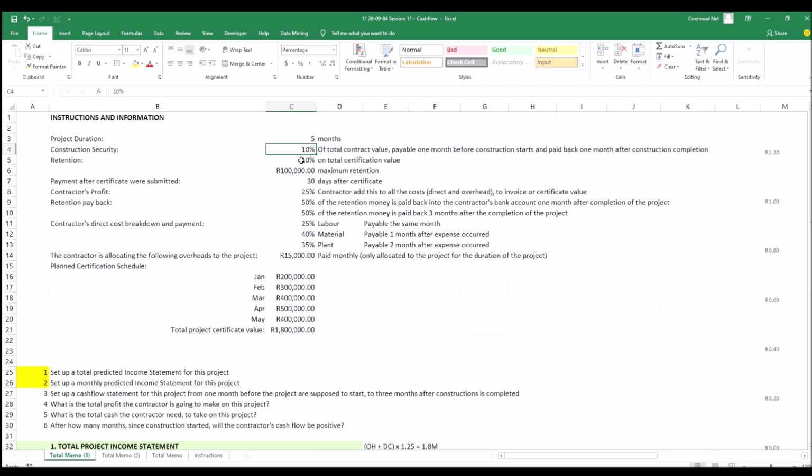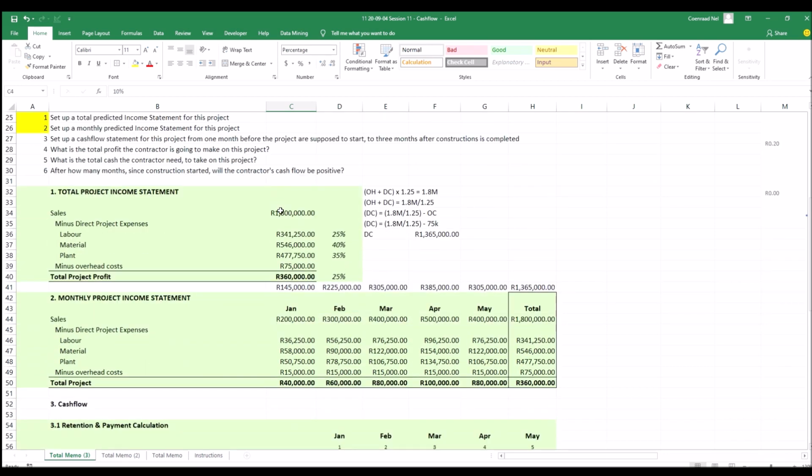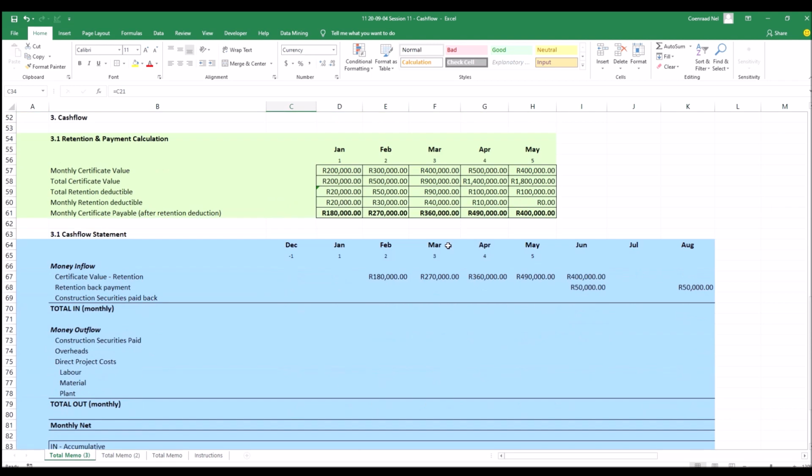So they say we get that back. Let's first work out what it is. The total project value is 1.8 million, so 10% of that will be 180,000 rand. So when are we getting that back? We're getting that back 1 month. Let's say, what did it say?